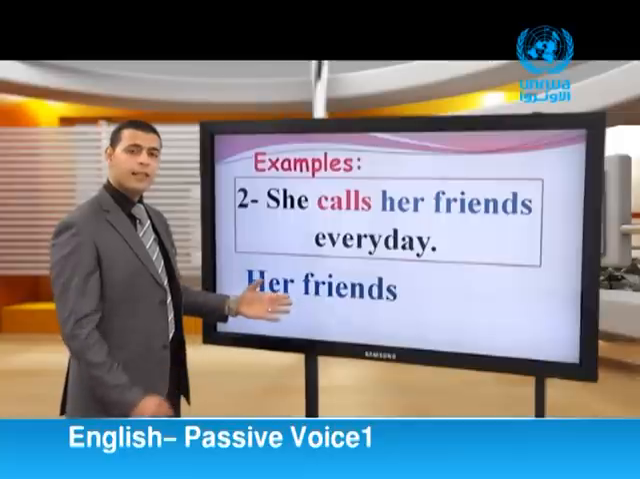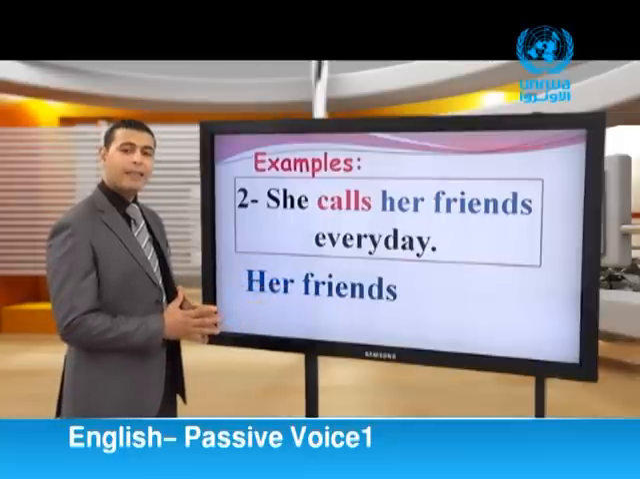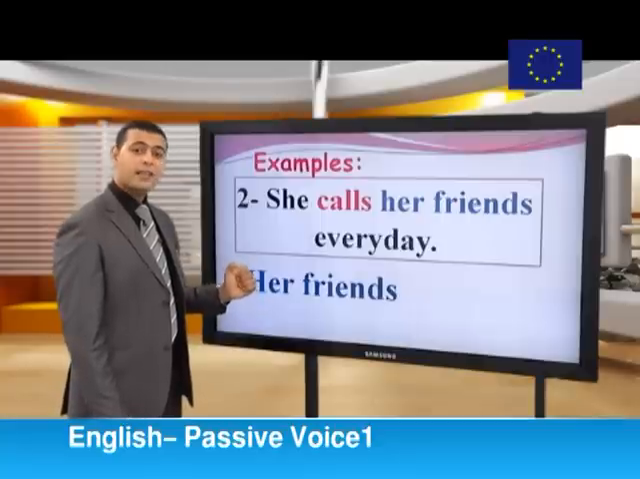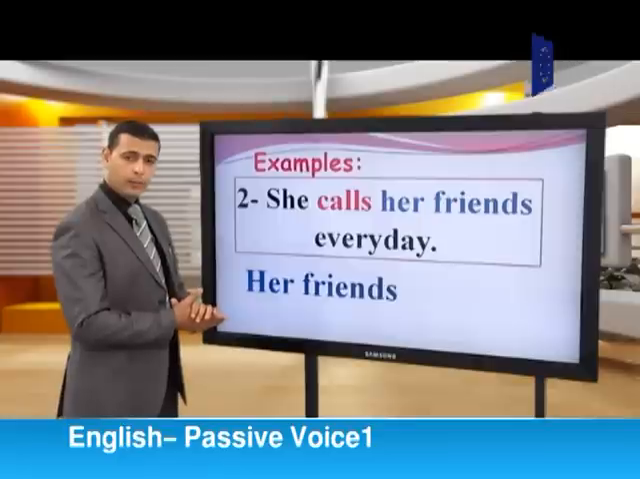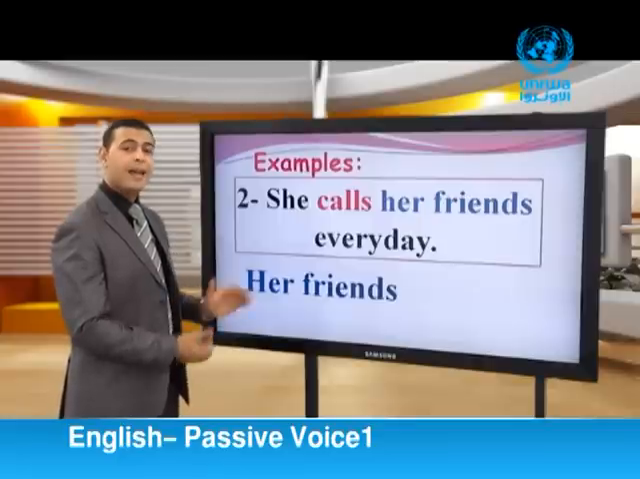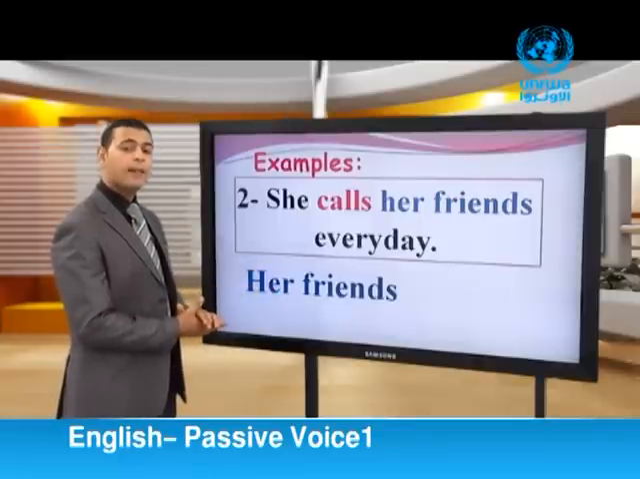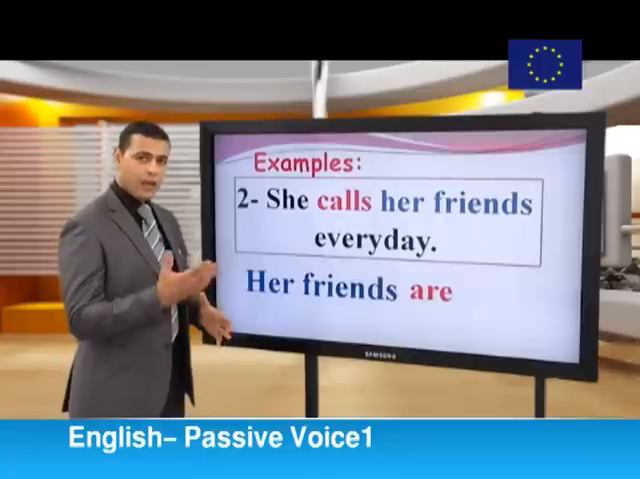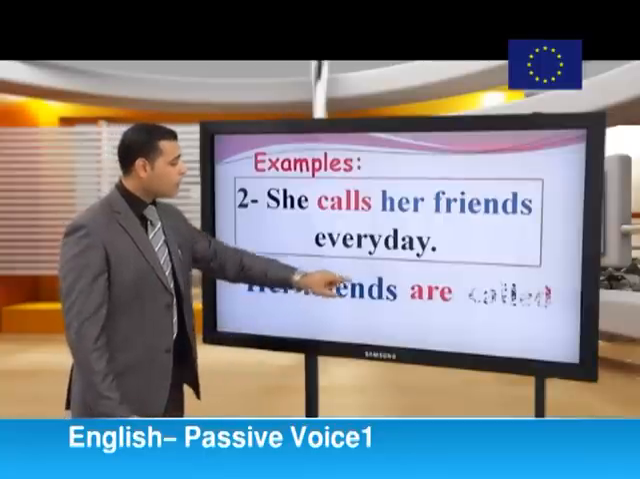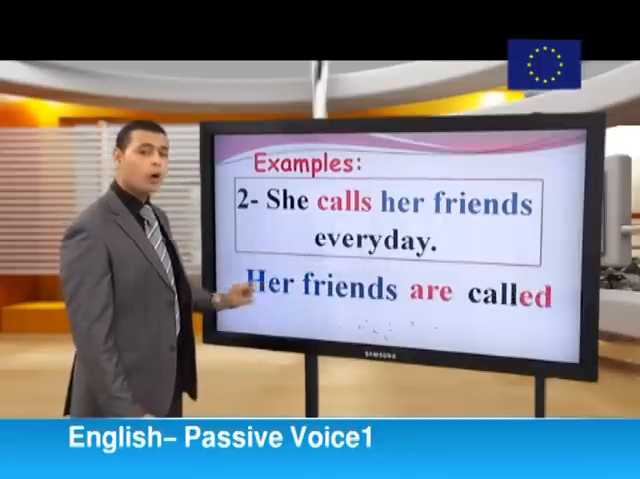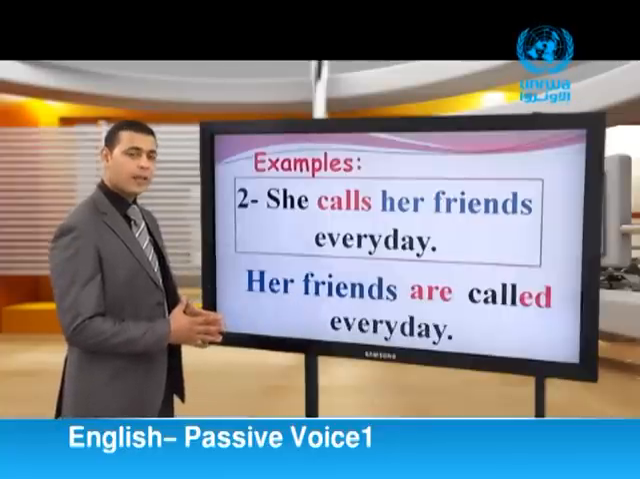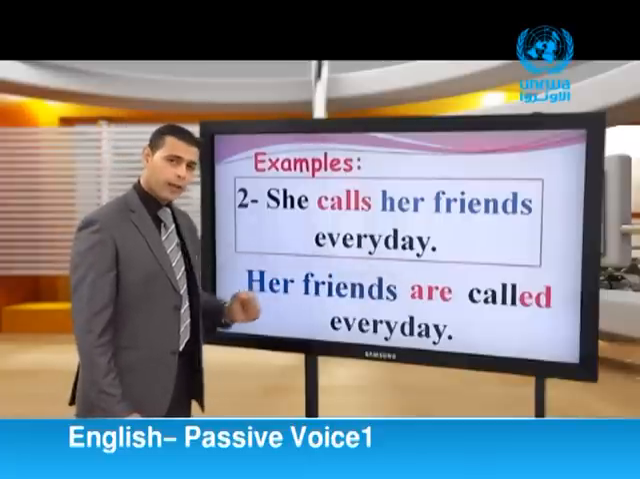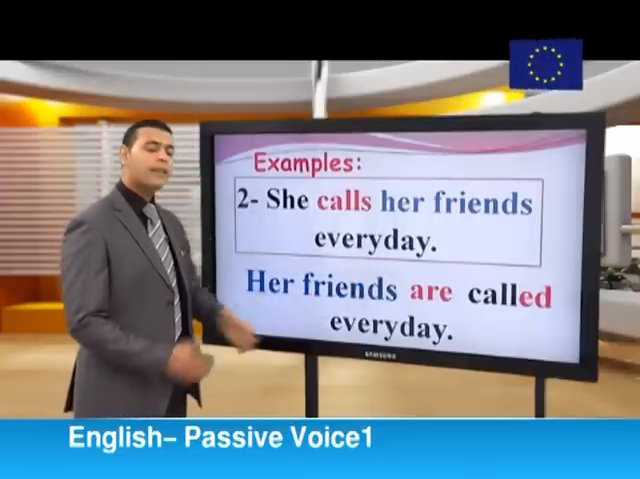Is this a plural or a singular subject? Her friends. Of course, it's a plural subject. Since it's a plural subject, we must use the helping verb are. Her friends are. What comes after are? Excellent, thank you very much. Here the past participle of the verb call is called, and then the complement of the sentence. Let's read the sentence for the last time. Her friends are called every day.